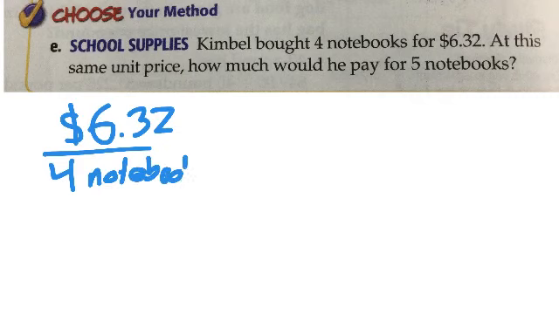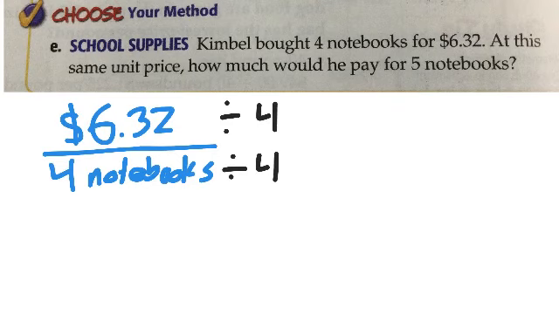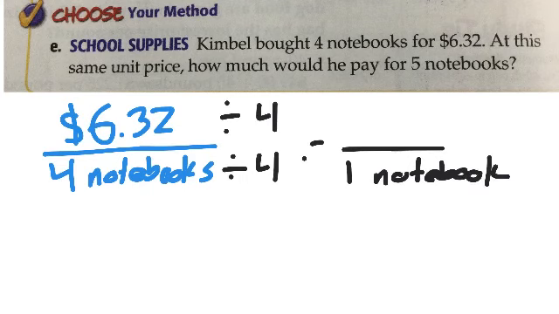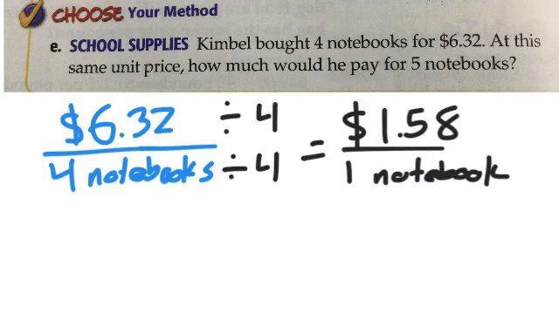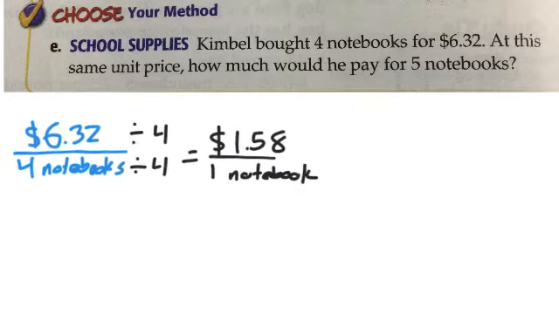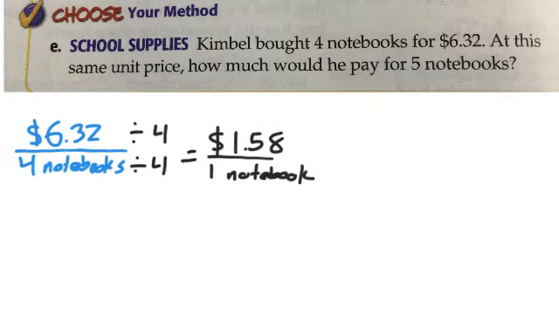Now to find the unit price or the price for 1 notebook, we're going to divide this. So I would divide by 4 in the numerator and denominator. 4 divided by 4 is 1 notebook, which is what we're looking for, the unit price. And then in the numerator, 632 divided by 4. That gives us a value of $1.58. So that is the price per 1 notebook. Now again, that's not the final answer. It wants to know how much would he pay for 5 notebooks.